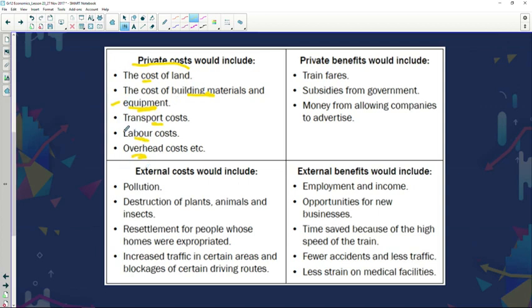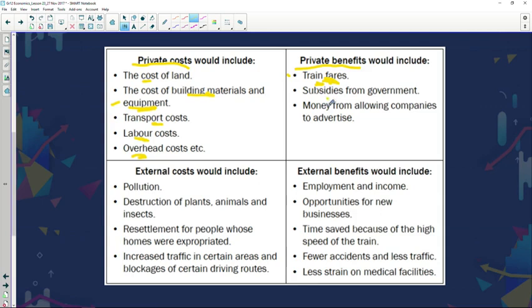So these are some of the private costs that they were most likely to incur in the process of building the railway line. And then let's have a look at the private benefits. The train fares that would be charged, we know it doesn't come cheap. You pay a decent amount of money to use the facility. But for other people, convenience comes first before the amount they have to pay to use the train, because you can save time and you don't have to sit in traffic. So people are willing to pay the fares involved.